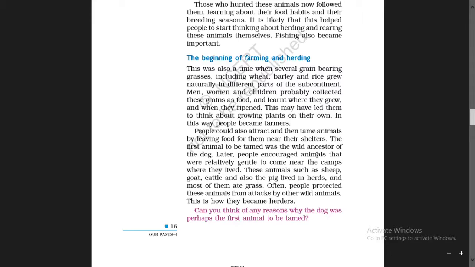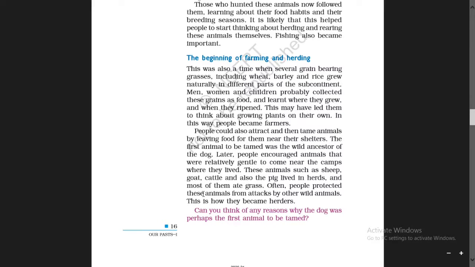Later, people encouraged animals that were relatively gentle to come near the camps where they lived. Encourage means inspire. These animals, such as sheep, goat, cattle, and also the pig, lived in herds, and most of them ate grass. Herd means group.